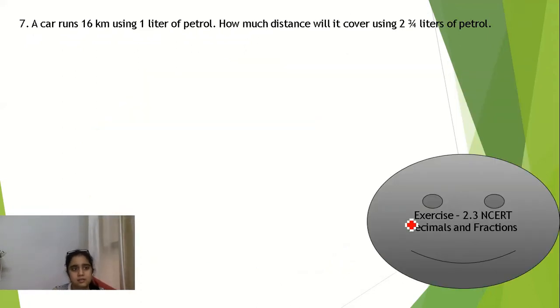So our seventh question is: a car runs 16 kilometer using 1 liter of petrol. It means when a car runs 16 kilometer, it consumes 1 liter of petrol. We have to find out how much distance it will cover if it takes 2 3 upon 4 liter of petrol.